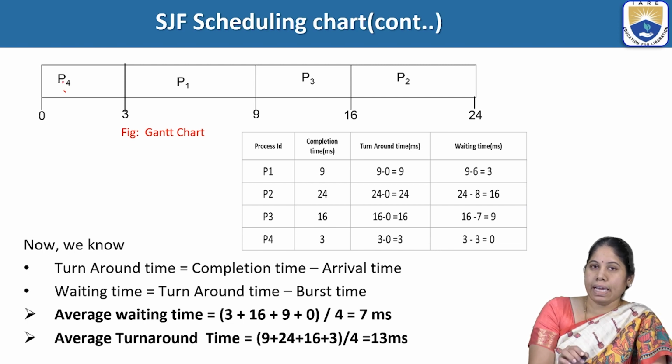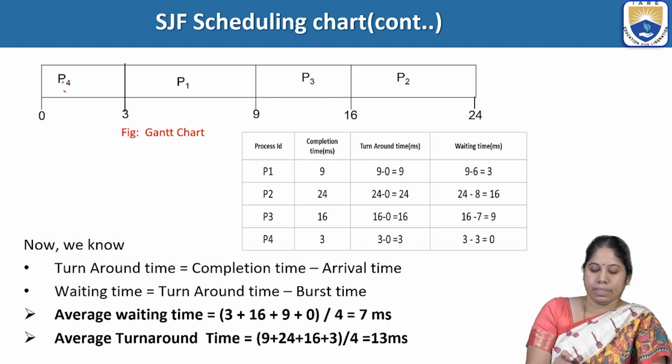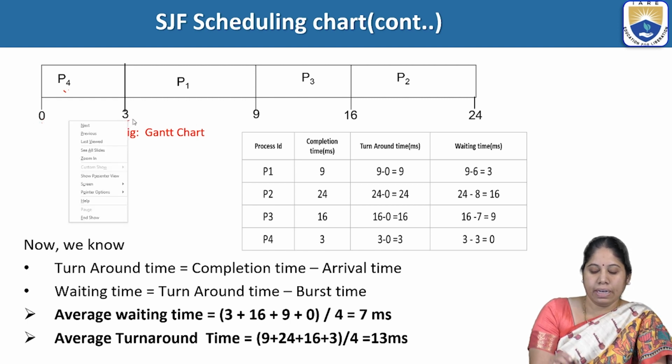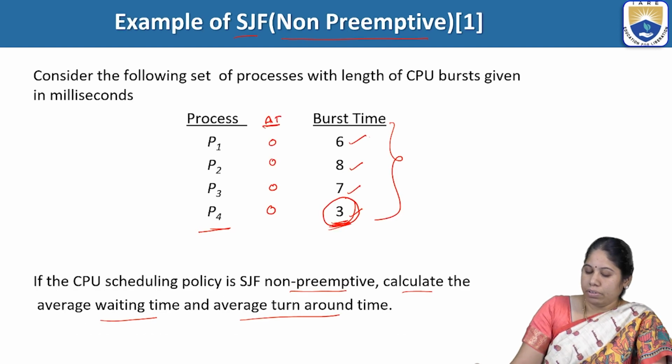Once P4 has acquired the CPU, P4 will continue the execution and after completion it will release the CPU to another process. So here P4 is acquiring at 0 units, it arrived inside the system and it has taken 3 units. So waiting time is 0, then the completion time for P4 is 3.